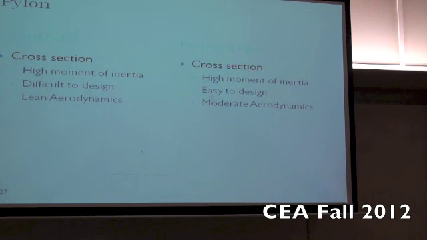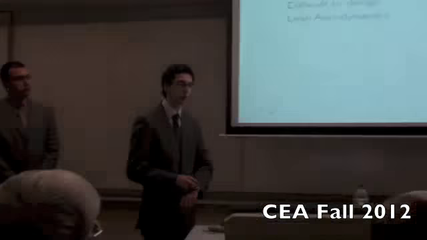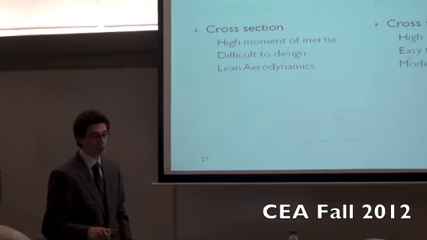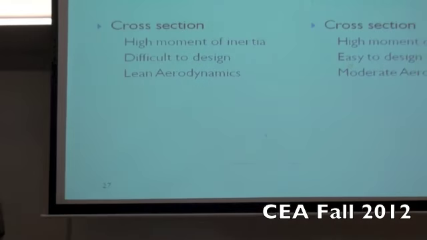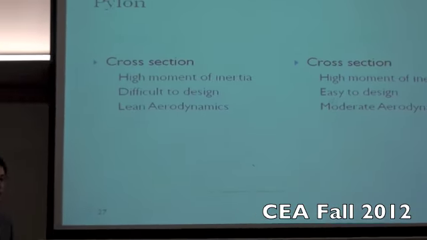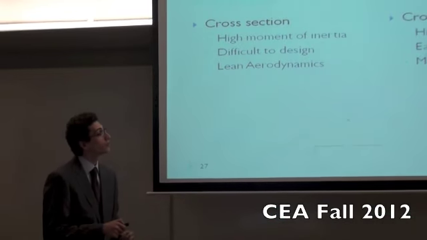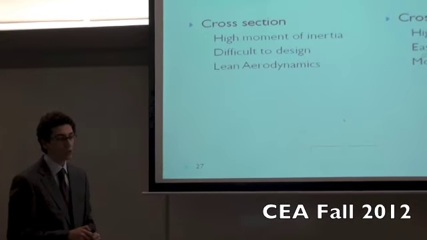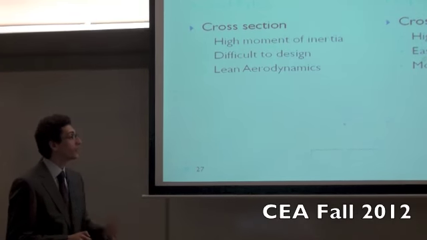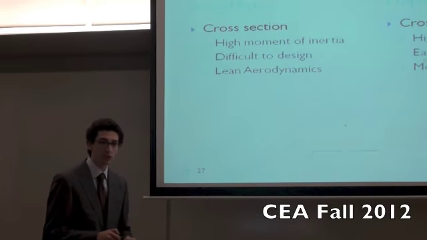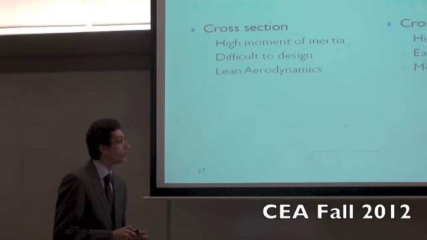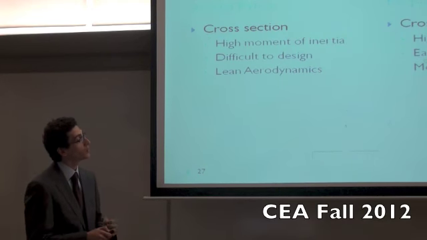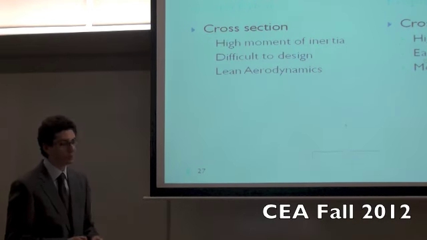The actual cross-section has a high moment of inertia in order to resist the bending moment, which is the governing stress all along the pylon. However, it's very difficult to design because of its complicated shape. It has very good aerodynamic characteristics. On the other hand, switching to the proposed cross-section, we have calculated its equivalent moment of inertia to be the same value as the actual pylon cross-section, and it's easier to design, but unfortunately it has moderate aerodynamic characteristics.